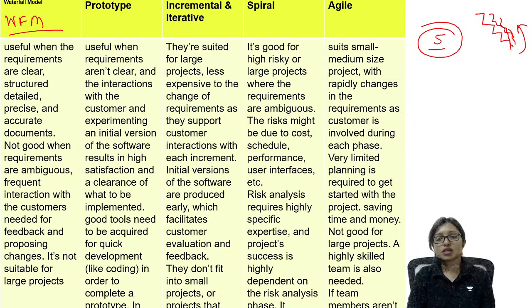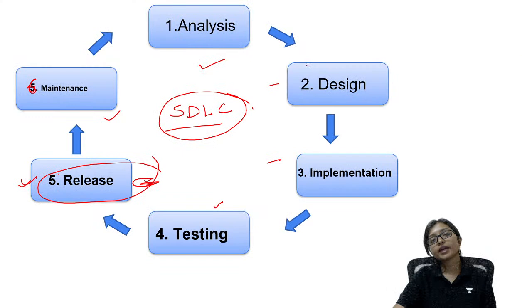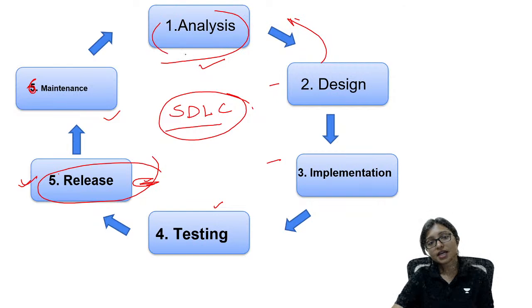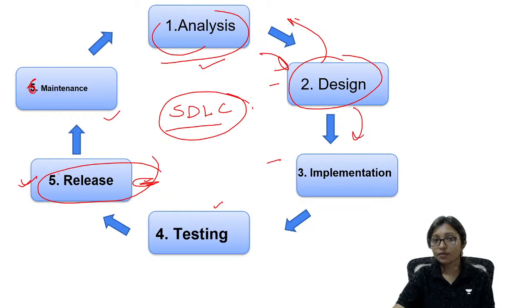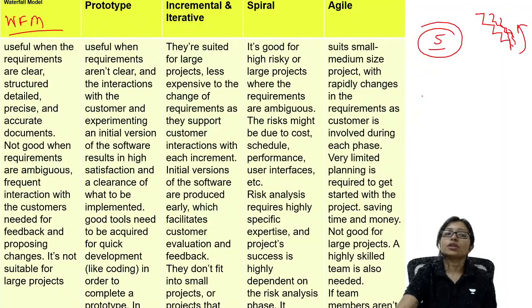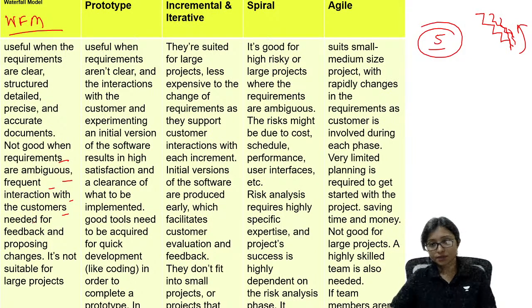So same thing in the waterfall model, one step will be completed. First of all, requirement gathering is done. After that, when it comes to the design step, it cannot go back to the analysis step. Whenever this part is completed, then only design will be started. Whenever design is completed, then only implementation will be started. In between you cannot go up. That is the waterfall model, and it's not good when requirements are ambiguous or frequent interaction with the customer is required, then we cannot go for the waterfall model.